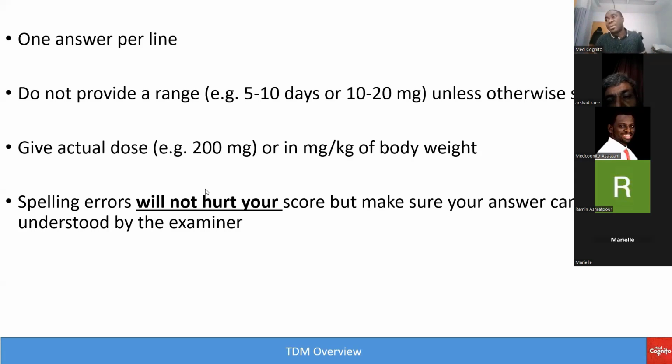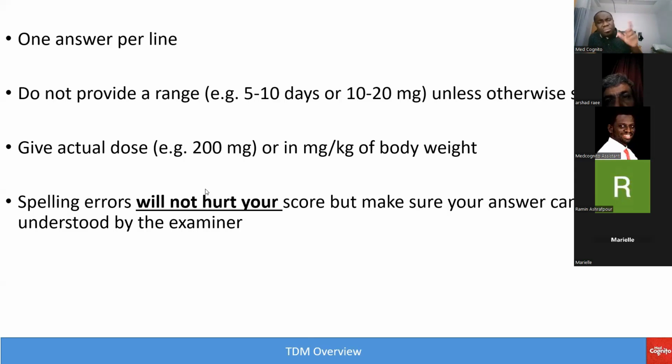So if you want to prescribe, say, amoxicillin 500 milligrams 3 times a day for 7 days, don't say amoxicillin 500 milligrams 3 times a day for 7 to 10 days. No. If according to the marking scheme, the prescription can go for 10 days, can go for 7 days, can go for 8 days, so far as you write one of them, you are correct.